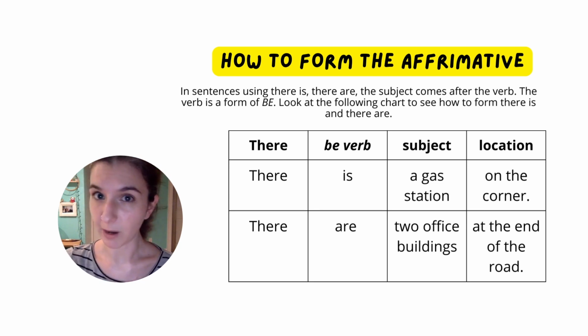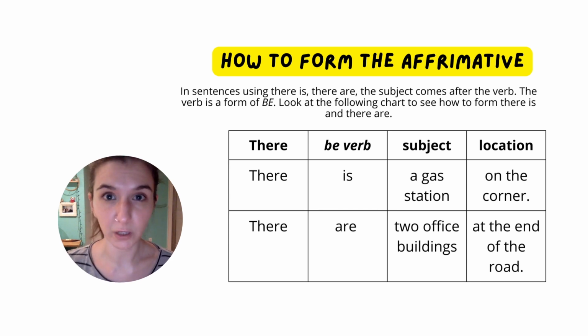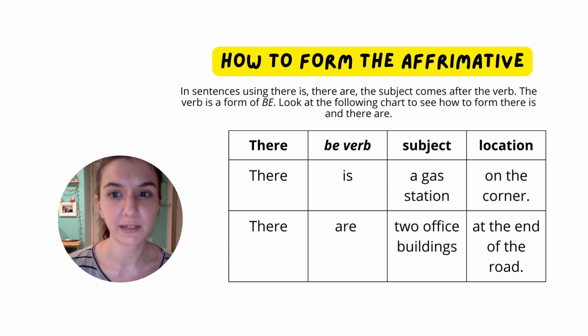Now, if we're talking about one thing, we use is, and if we're talking about more than one thing, we use are. Then, of course, we have our subject, the thing that we are locating. So in the first example, it is a gas station, and in the second, it is 2 office buildings. And then finally, we have the location of the thing itself, either on the corner or at the end of the road.